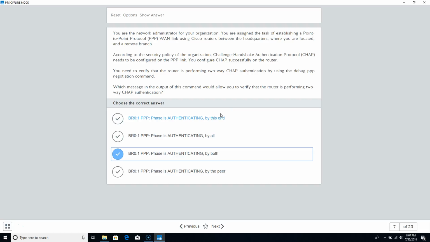So which message in the output of this command would allow you to verify that the router is performing two-way CHAP? When you run debug PPP negotiation, that's what you're gonna see. Phase is authenticating by both of them. Okay, the calling and the called routers.